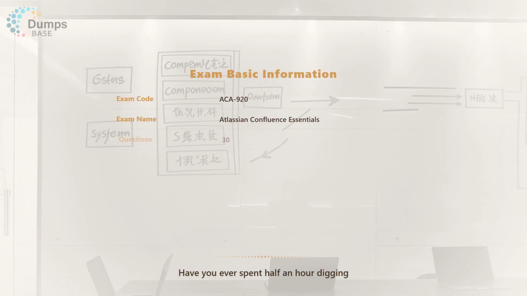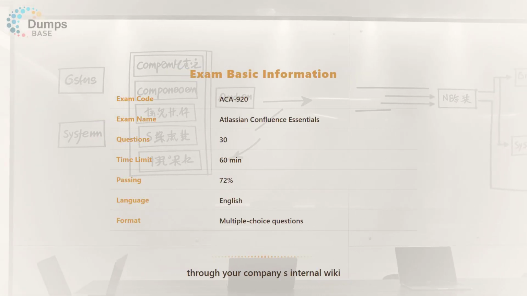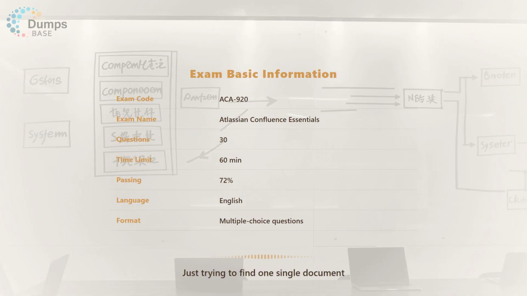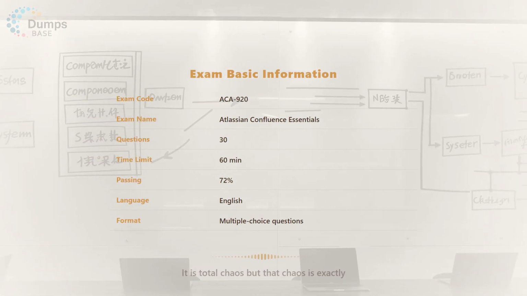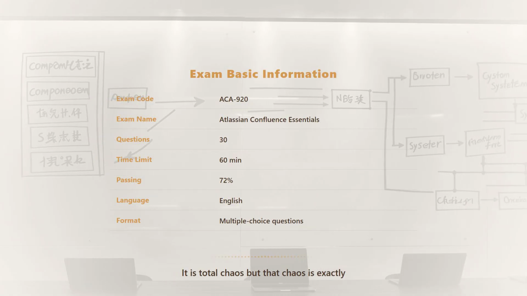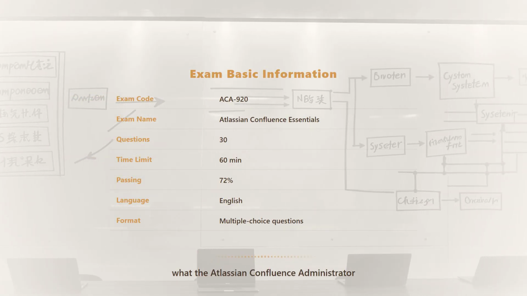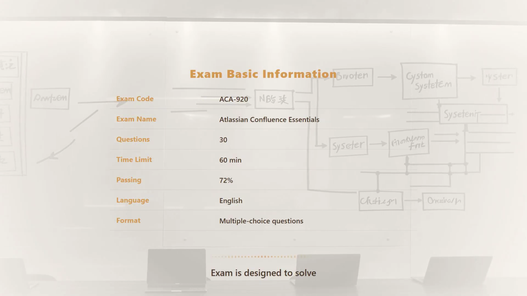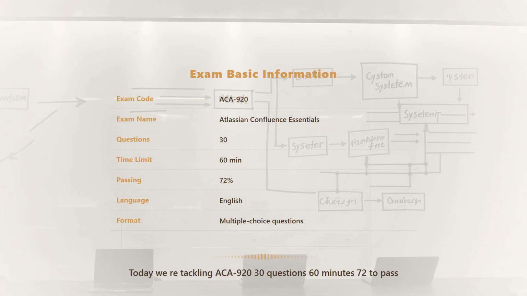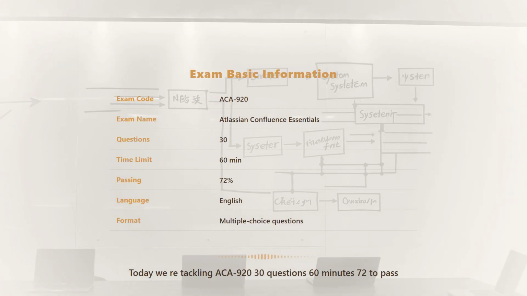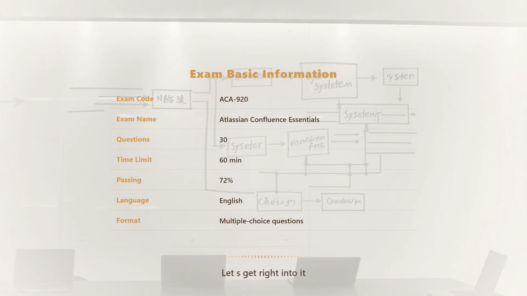Have you ever spent like half an hour digging through your company's internal wiki just trying to find one single document? It is total chaos. But that chaos is exactly what the Atlassian Confluence Administrator exam is designed to solve. Today, we're tackling ACA 920, 30 questions, 60 minutes, 72% to pass. Let's get right into it.